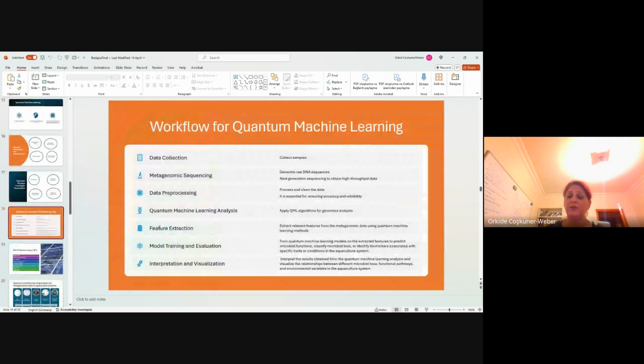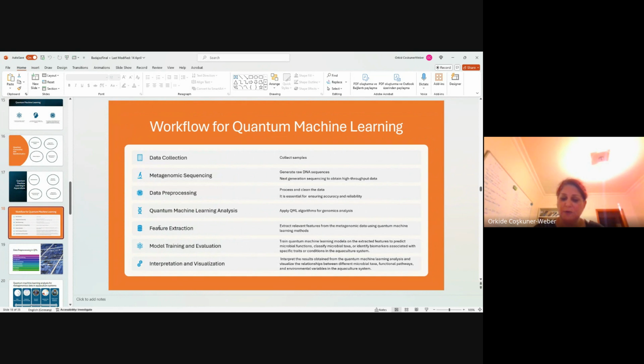So, how does quantum machine learning function for metagenomics analysis? Data collection is an important step. Collecting samples from the aquaculture system, such as water, sediment, or organisms, to obtain genetic material for metagenomic sequences is the first step. This provides us a snapshot of the microbial diversity and composition in the aquaculture environment.